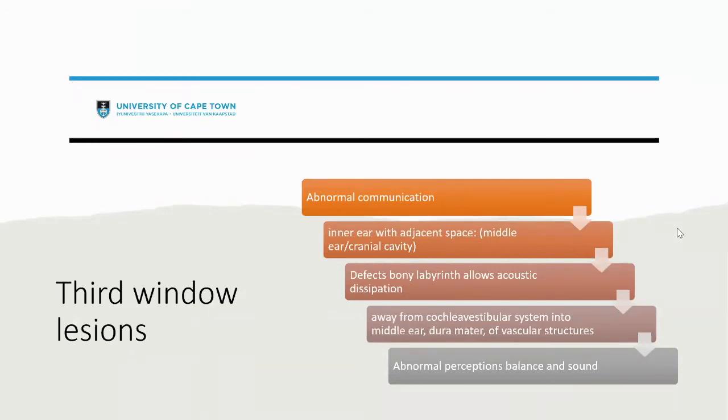And defects in the bony labyrinth, as we mentioned, allow acoustic dissipation. So you get loss of that acoustic energy, and it dissipates away from the regular cochlear vestibular system into, depending on where your third window is, your middle ear, your dura mater, or even into vascular structures. And that's really when you get abnormal perceptions in balance and sound, which is what your patients will complain of.